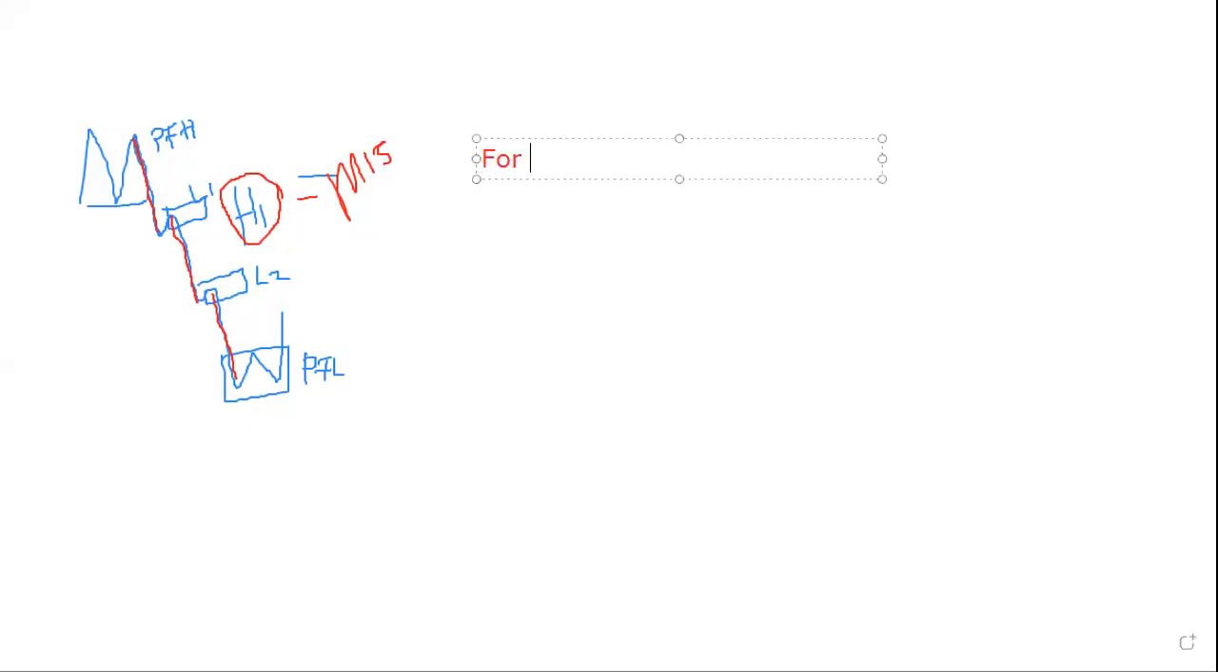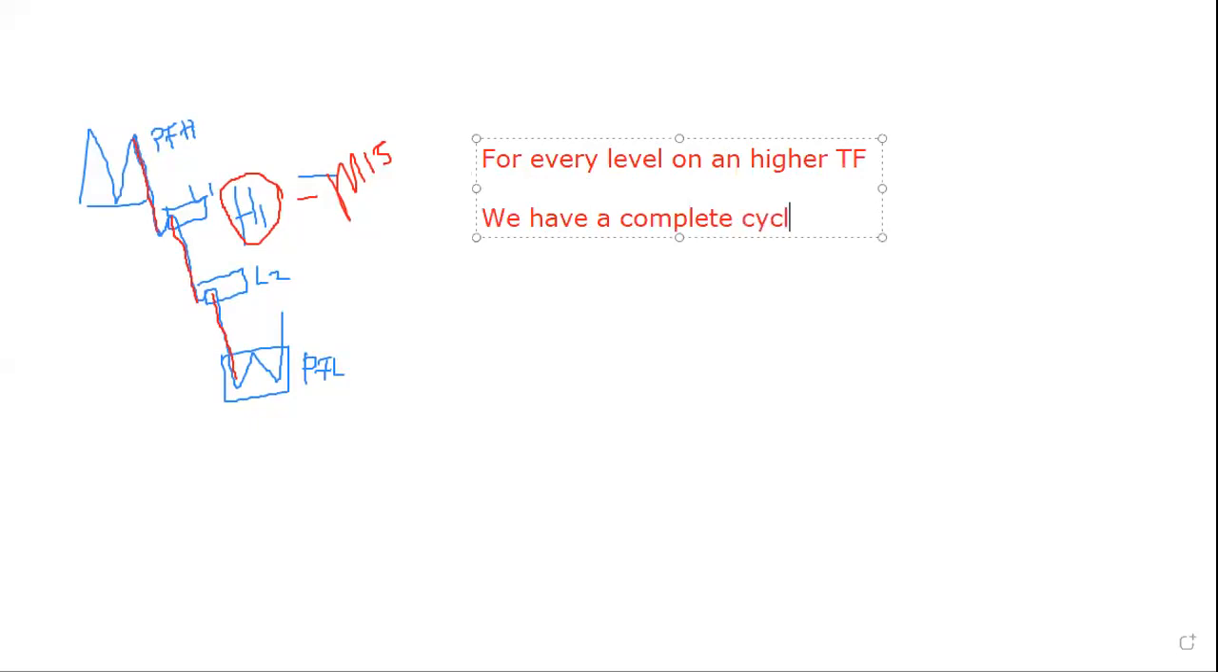For every level on a higher time frame, we have a complete cycle on a lower time frame. Do we get this? Yes, sir. Do we get this short note here? For every level on a higher time frame, we have a complete cycle on a lower time frame.